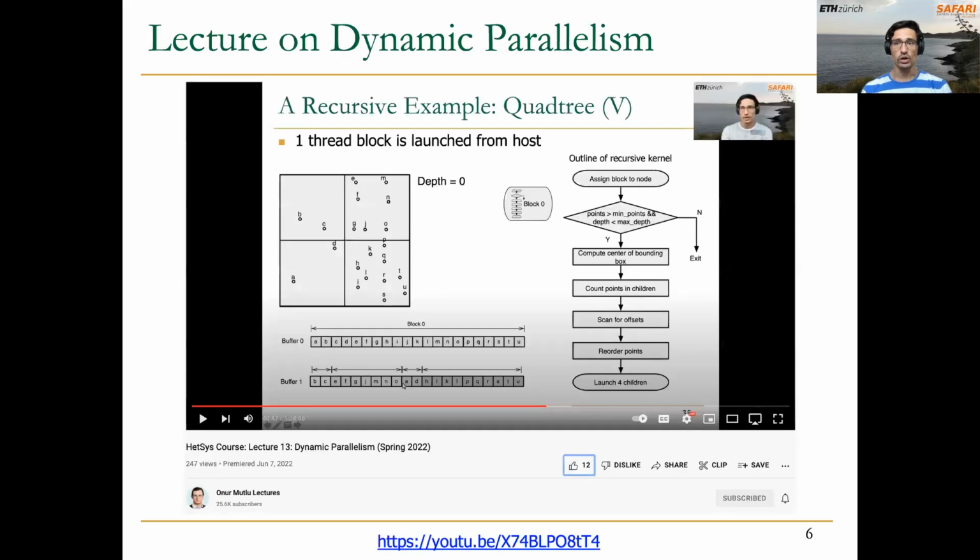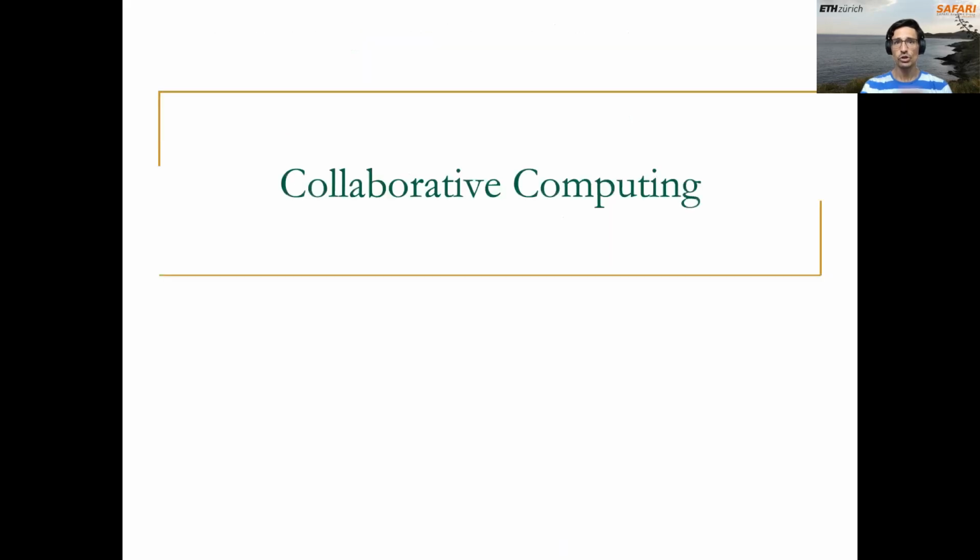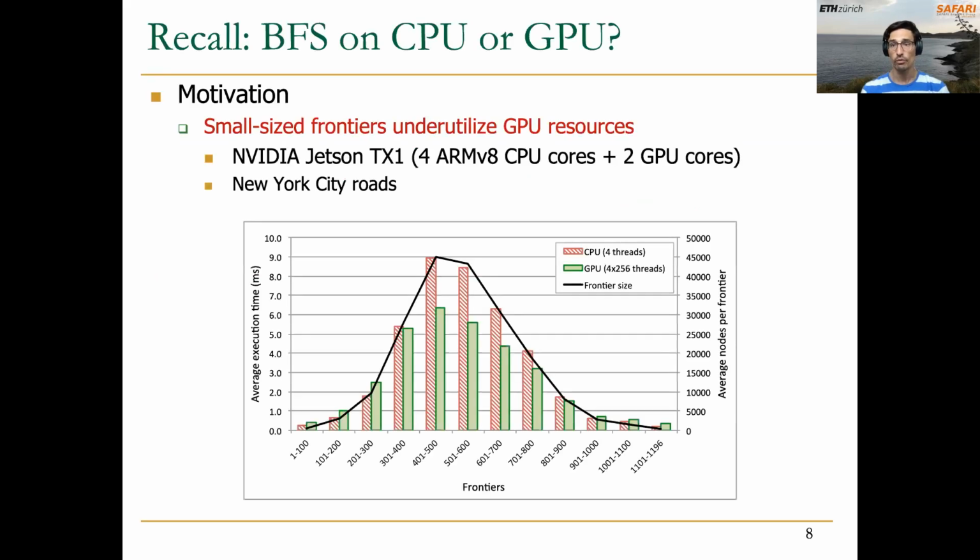If you want to recap on what we covered in the previous lecture, here you have a link to the recording. So let's start talking about collaborative computing. We have actually talked already about collaborative computing in a previous lecture, in particular in the lecture about graph search, where we presented the BFS algorithm, the breadth first search algorithm, and we talked about the fact that in BFS, small size frontiers may underutilize the GPU resources.